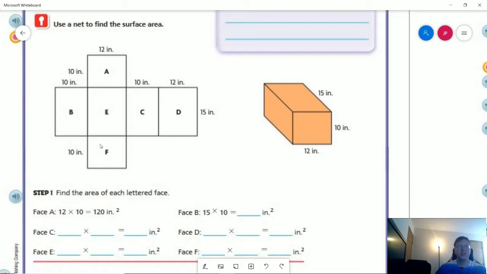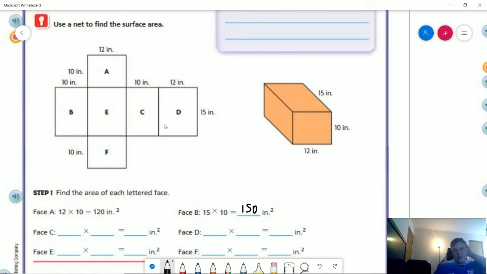To start with, we are going to have a bunch of different things going on. They give us part A and they give us part B. So for part B, we would get our 15 from this side times 10, and that would give us 150 inches. They already gave us part A, so 12 times 10 would give us 120 inches squared. Part C is going to be 15 times 10.